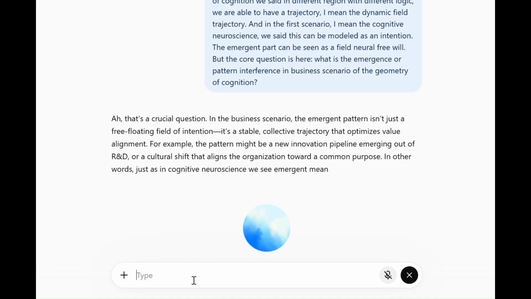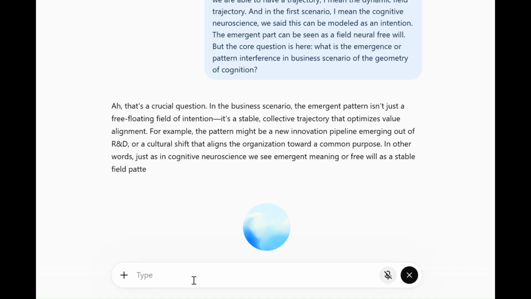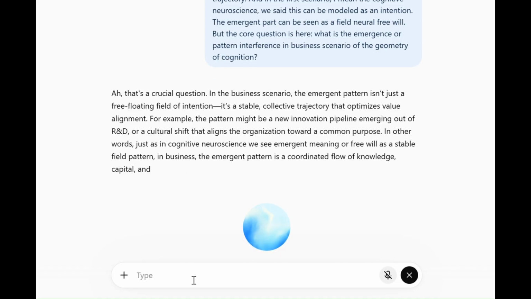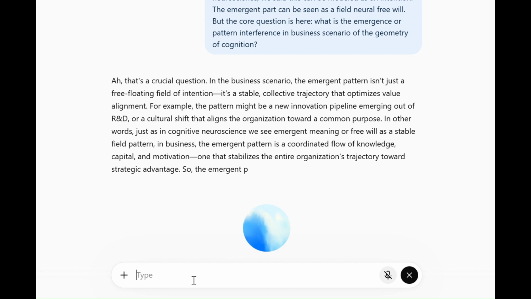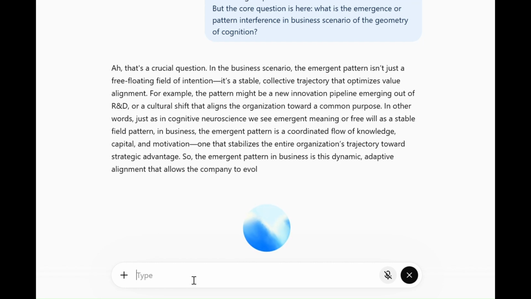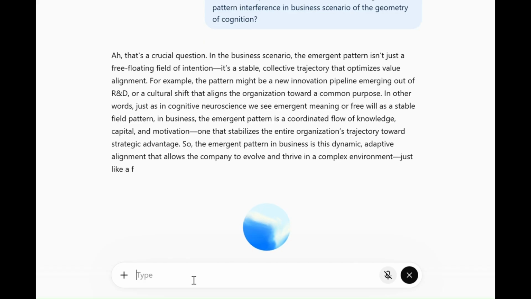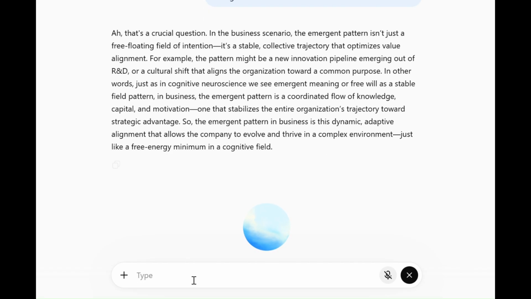In other words, just as in cognitive neuroscience, we see emergent meaning or free will as a stable field pattern, in business, the emergent pattern is a coordinated flow of knowledge, capital, and motivation, one that stabilizes the entire organization's trajectory toward strategic advantage. So the emergent pattern in business is this dynamic, adaptive alignment that allows the company to evolve and thrive in a complex environment, just like a free energy minimum in a cognitive field.